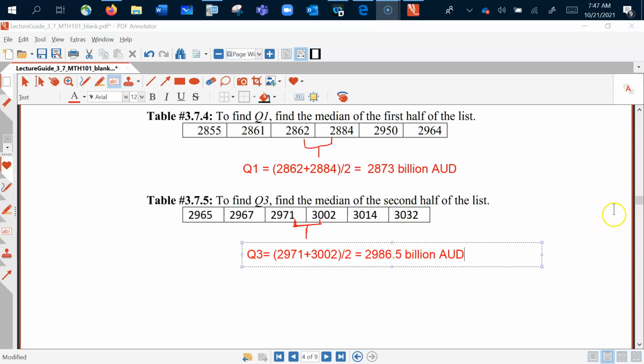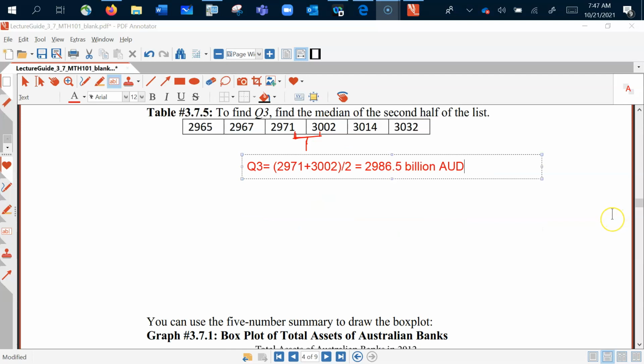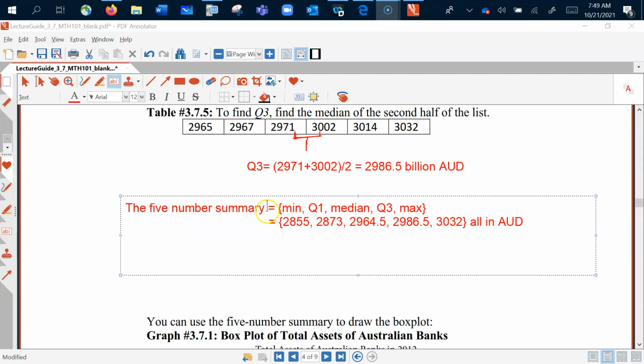All right, so the 5-number summary, if we put this all together, is going to be the minimum, the maximum, and the 3 quartiles. We'll put them all in order. So here's the 5-number summary. We're going to put it in order from minimum, Q1, the median, Q3, and the maximum. Here are the numbers. Notice the 3 values in the middle are Q1, the median, and Q3 respectively. To find the interquartile range, we'll simply take Q3, 2986.5, and subtract Q1, 2873.